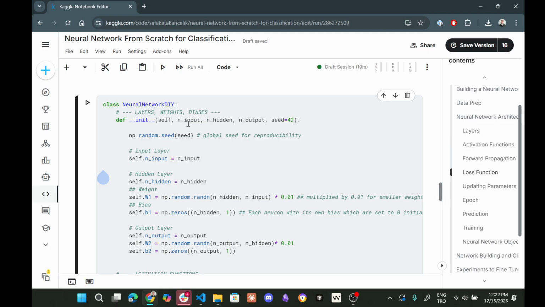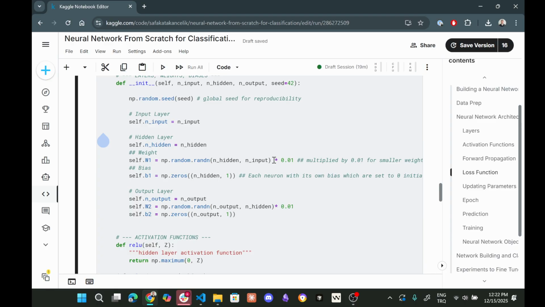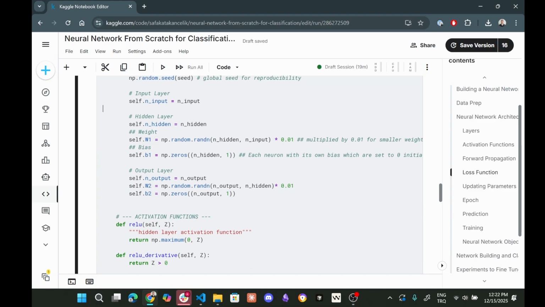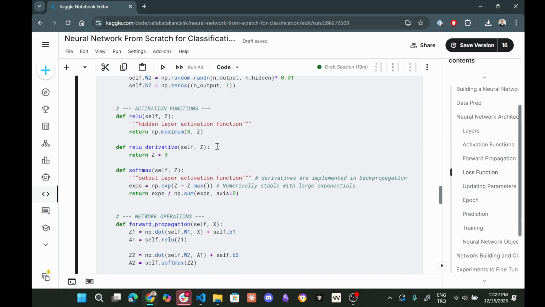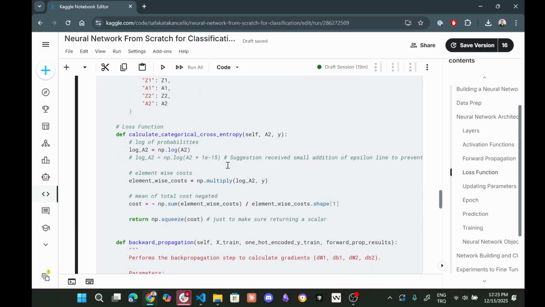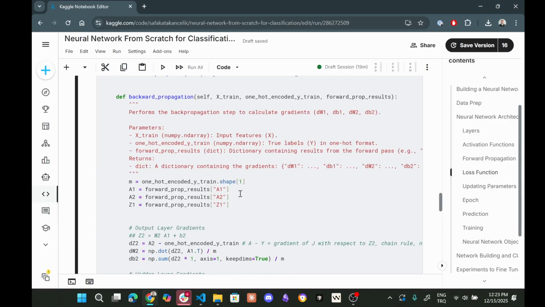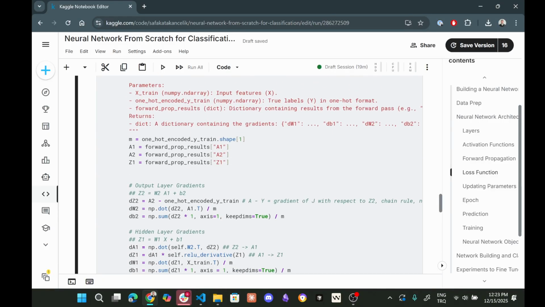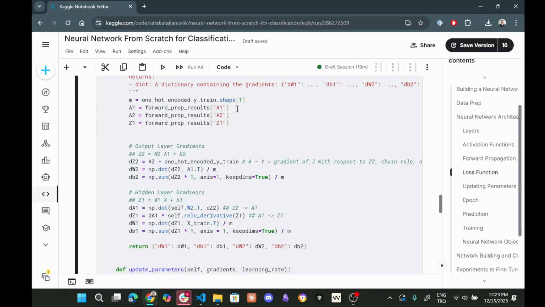And to initialize it, I need to give it the input, hidden, and output layer sizes, and this seed is to make sure I get the same numbers each time so I can test it. Activation functions, same as above, and the network operation, the same as above. Forward propagation, calculating the cross entropy, and then the backward propagation. This is the same thing as above as well, but this doesn't have those huge comment lines. It is a lot cleaner. It's just very to the point. So if you just want to do it, it's just this, for example.